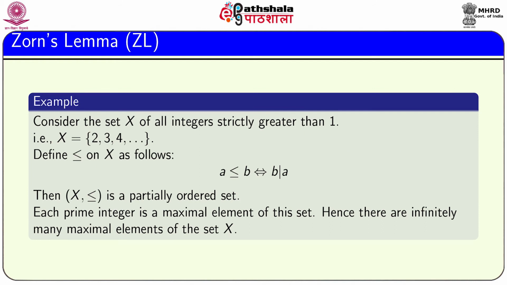In this example, we consider the set X of all integers strictly greater than 1. That is, we take the set X as a set consisting of the numbers 2, 3, 4, etc. Define an order on X by a less than or equal to b if and only if b divides a. It can be checked easily that it is a partially ordered set. Each prime integer is a maximal element of this set. Hence, there are infinitely many maximal elements of the set X.